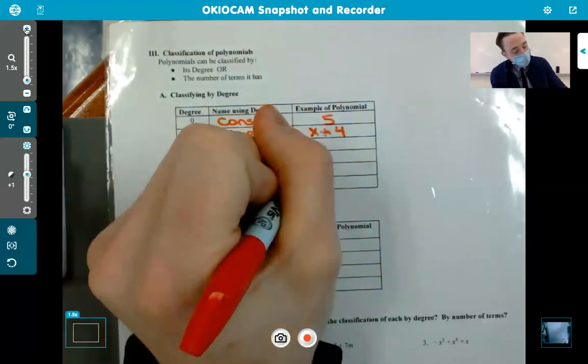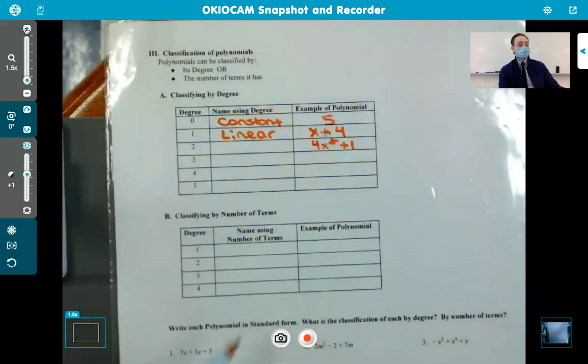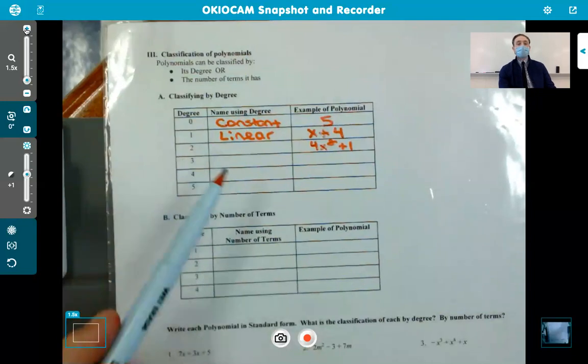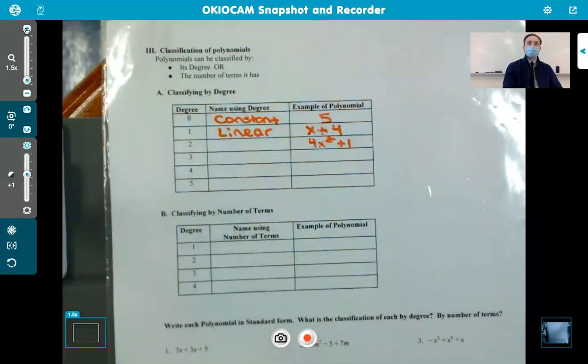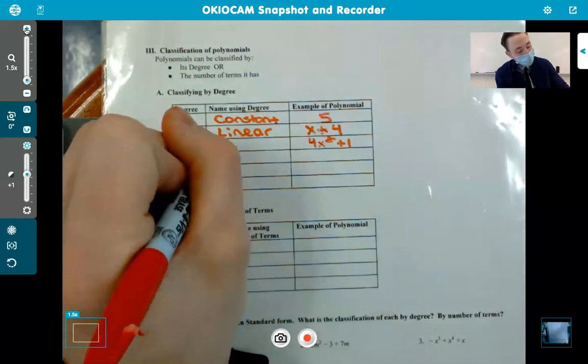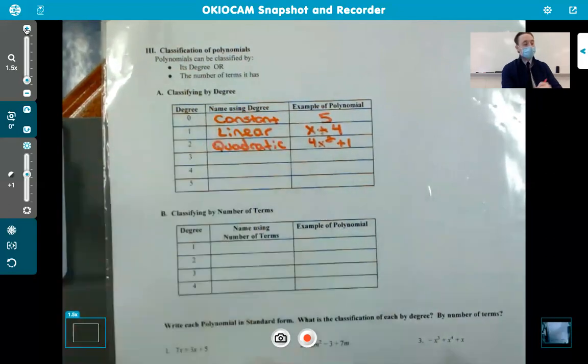If I have a polynomial, for example, 4x squared plus 1, it has that degree 2. We talked about this in the last chapter. So it might have a parabola shape, but it's called something different that starts with a Q. Quadratic. Good. So if it is of the second degree, it is a quadratic.